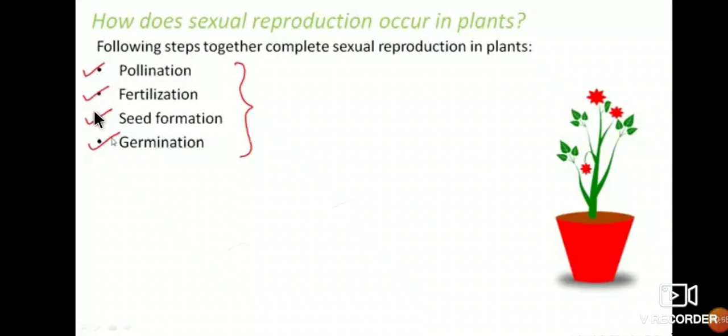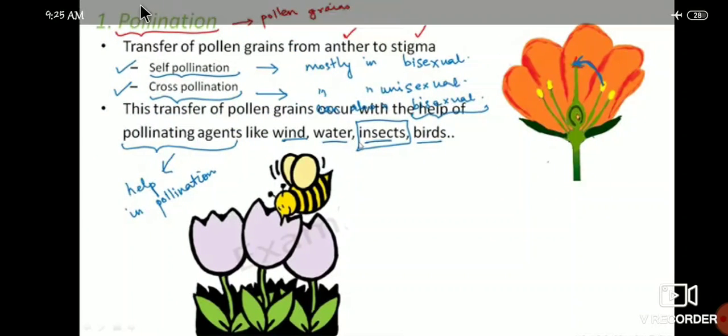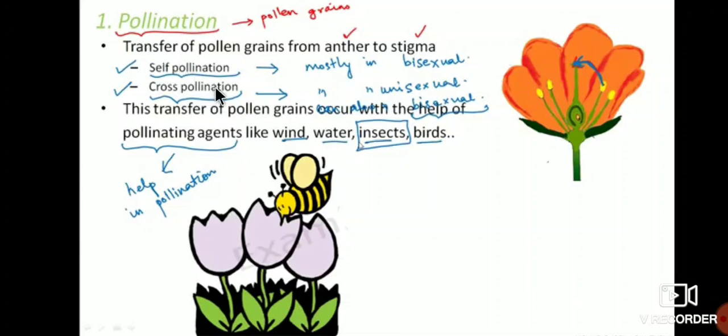These are the steps to be completed for sexual reproduction in plants. Here, first what happens? Pollination. This is a very important method: transfer of pollen grains from anther to stigma. The anther is present in the male reproductive organ. The stigma is present in the female reproductive organ. We already showed the individual parts, carpel and stamen.